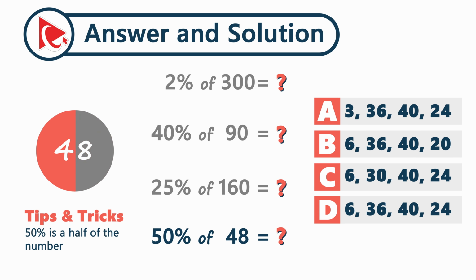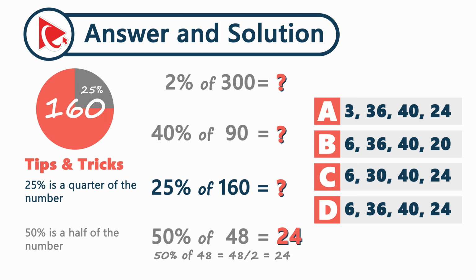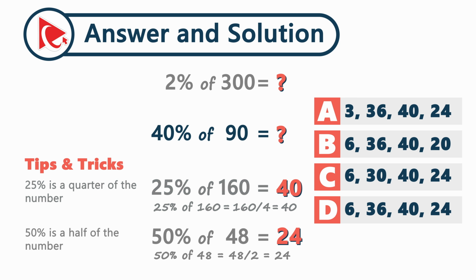Wouldn't it be half of 48? And what is half of 48? It's 48 divided by 2, which could be calculated in your mind and would equal 24. The second simplest one is 25% of 160. Always remember that 25% is nothing else than the quarter of a number. And what is quarter of 160? It's as simple as 160 divided by 4. And the result is 40. Let's move on to the next one.